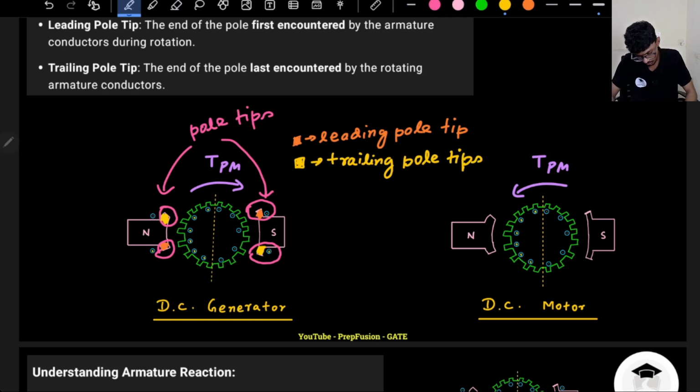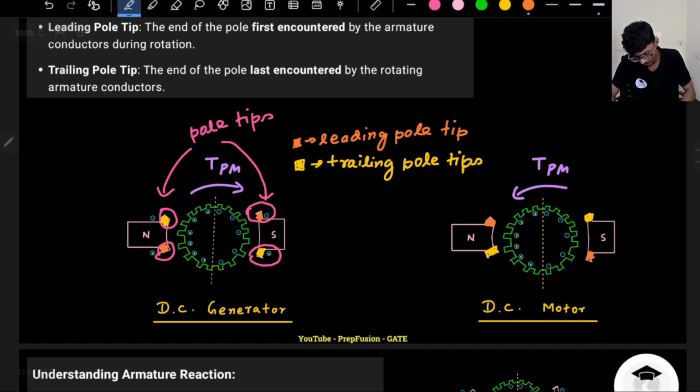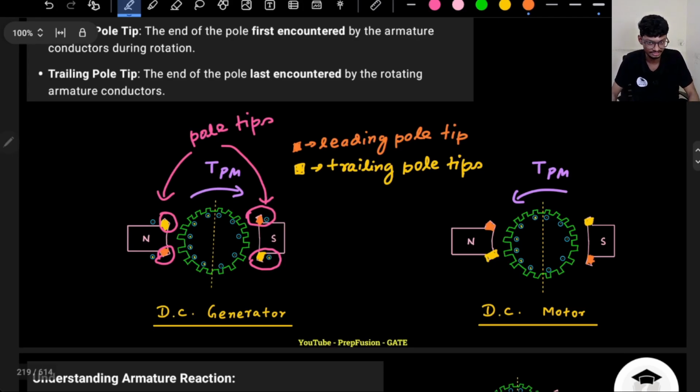Same thing here again. If the direction of rotation is opposite, this will now be the leading pole tip, and this will be the trailing pole tip. So it will just reverse its roles. This will be the trailing pole tip, and this will be the leading pole tip. I hope you have understood this basic terminology. It's just a term.